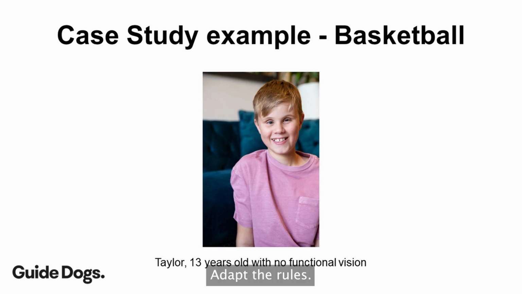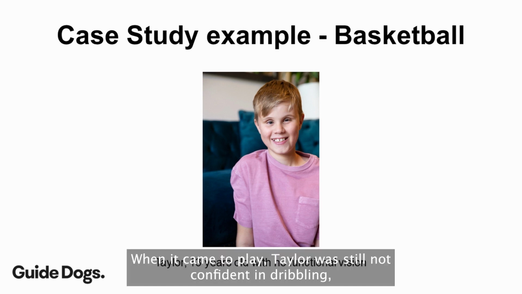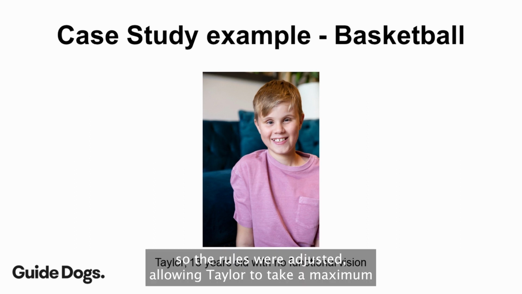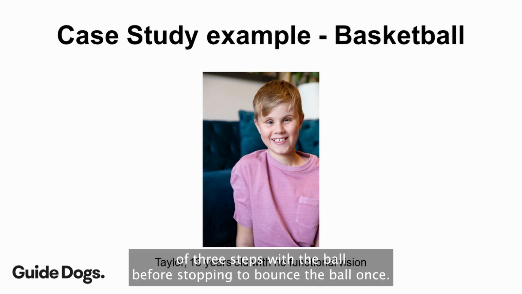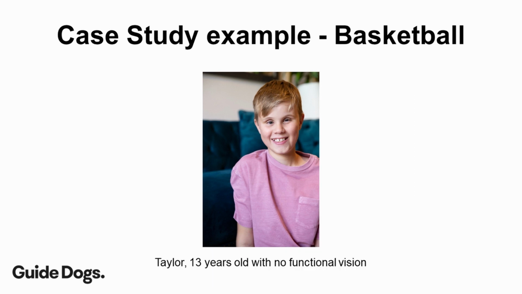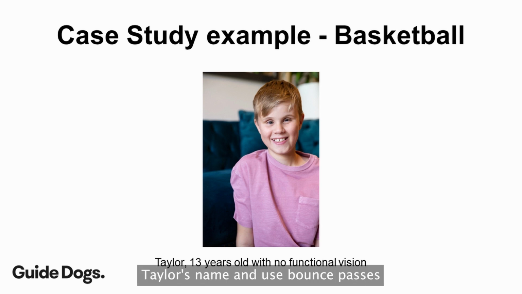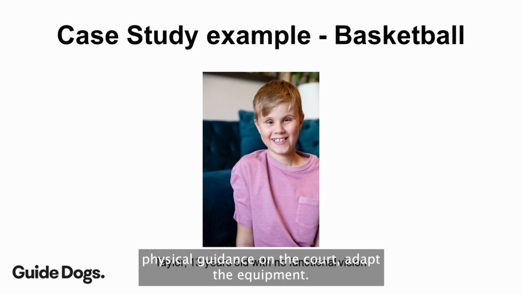Adapt the rules. When it came to play, Taylor was still not confident with dribbling, so the rules were adjusted, allowing Taylor to take a maximum of 3 steps with the ball before stopping to bounce the ball once. All players were required to call Taylor's name and use bounce passes so Taylor could track the ball. Here, tutors took turns providing physical guidance on the court.